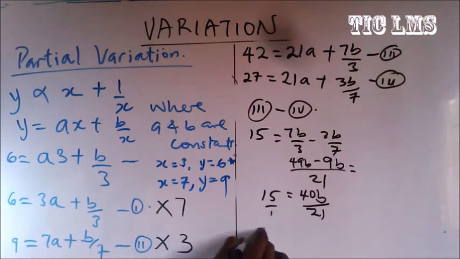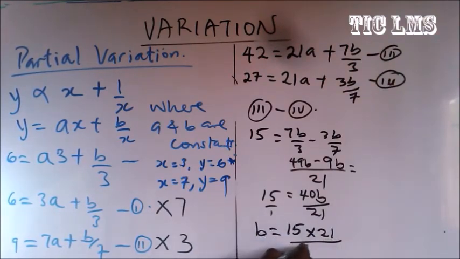So making B the subject of this equation, we have 15 times 21 over 40. So 5 here is 3, 5 here 8. So we have 63 over 8. That's the value of B.